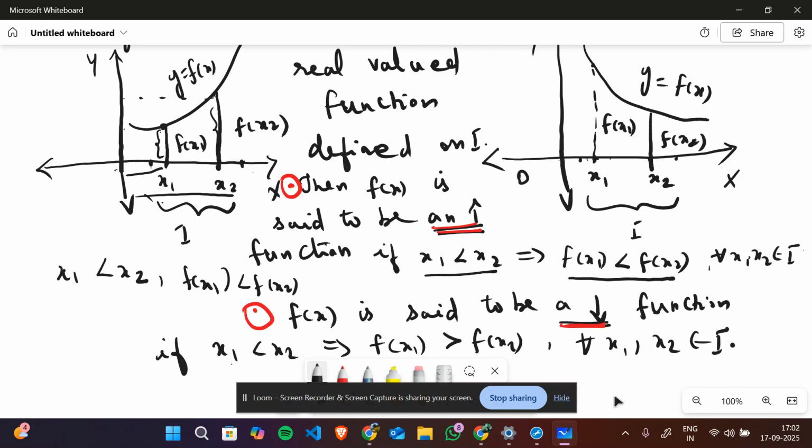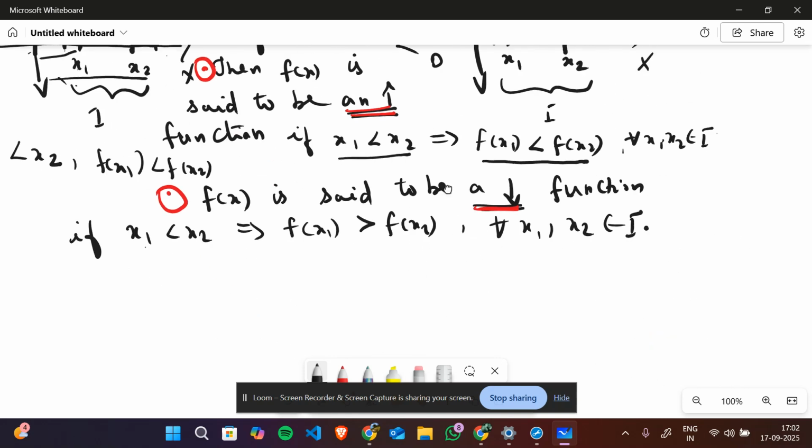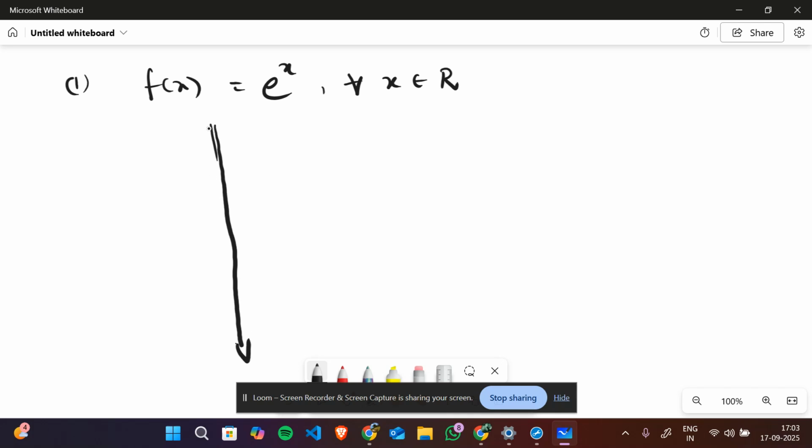Now let's see mathematical examples for increasing and decreasing functions. So now let us consider the function f of x equal to the exponential function, for all x belongs to R. So the domain of the exponential function will be the set of all real numbers. Now let's sketch the graph of e to the power x and then check whether it is an increasing function or a decreasing function.